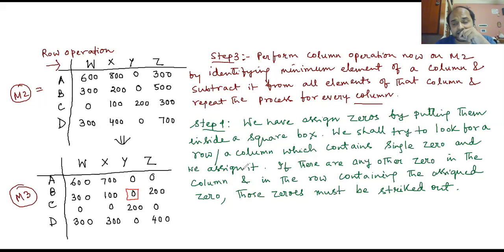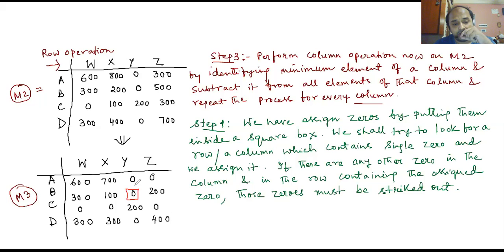And what else is written? It is written that this assigned zero, try to check whether in that row or column which contains the assigned zero, any other zero is there or not. If there are any other zeros in that column or in that row containing the assigned zero, strike it out.